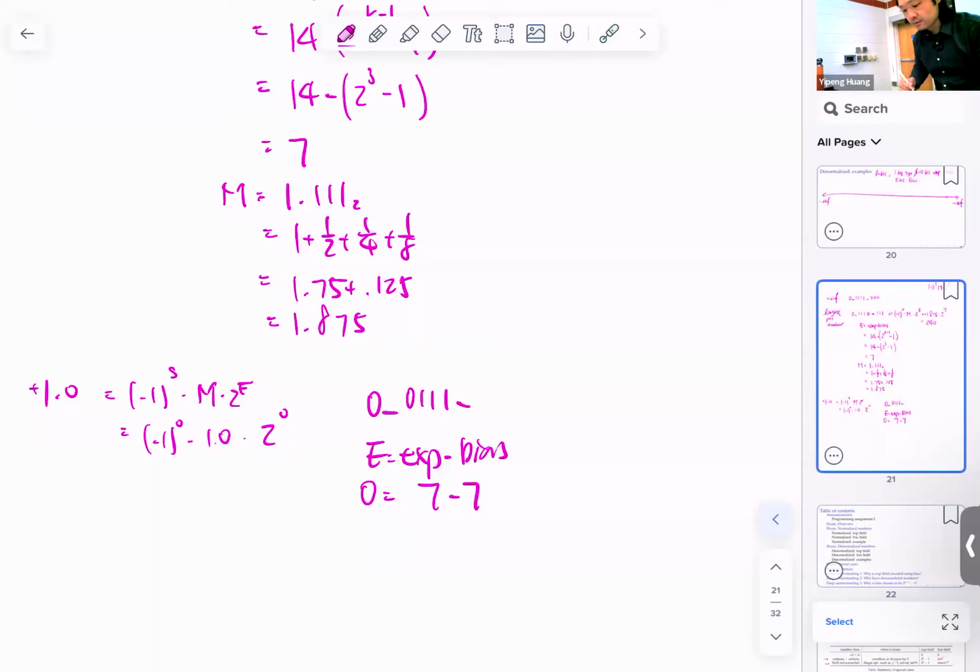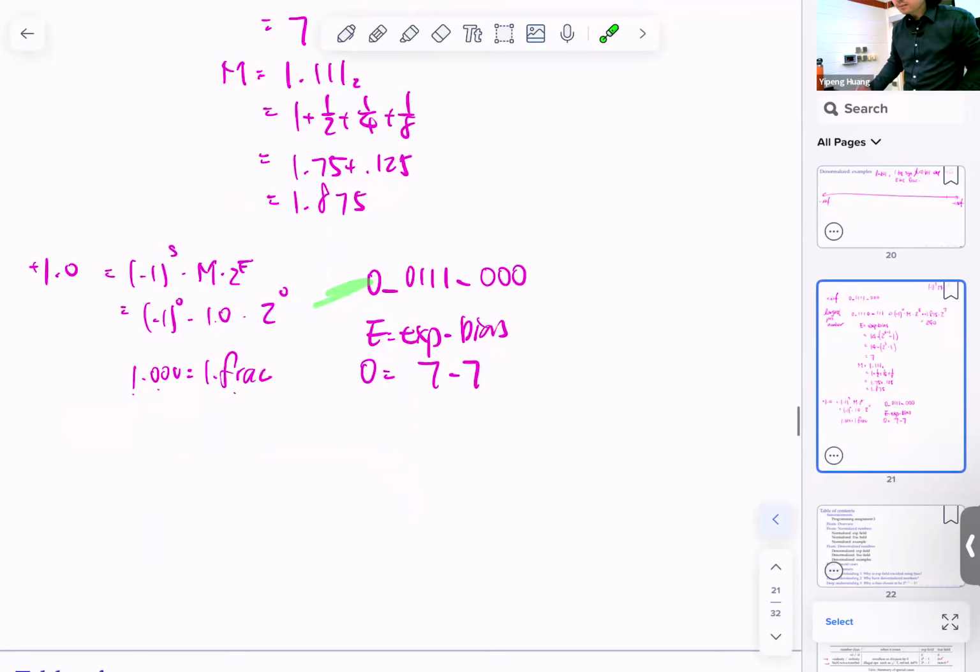Next part. What should the frac field be? All zeros. Why all zeros? My mantissa was this. There are no decimal places at the end, so there's no 0.5, no 0.25. The 1 that we do need to encode is implied already, so all we care about is the frac field. The frac field is just all zeros, so here is the binary floating point representation of 1.0. That should be pretty interesting. 1.0 has a weird representation.